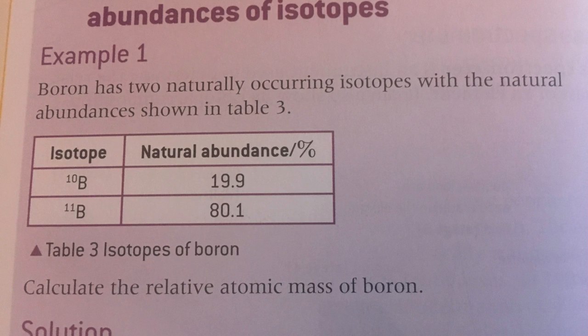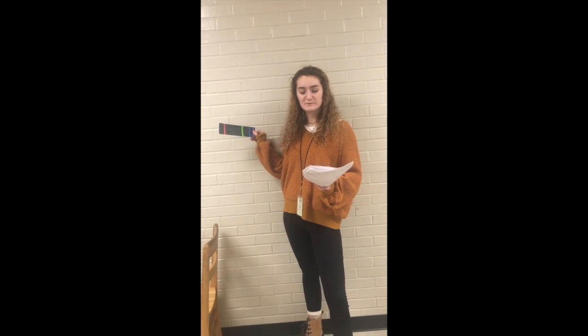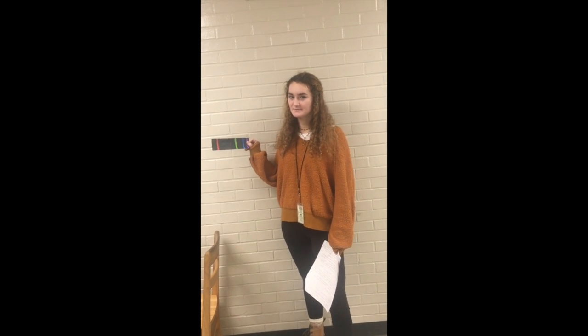Once you know all this, you can begin to work calculations involving non-integer relative atomic masses. For example, boron has 2 naturally occurring isotopes with natural abundances listed in the table. In order to find the relative atomic mass of boron, you multiply each isotope by its natural abundance percentage and add it together. An emission spectrum is produced at an atomic level because the electrons jump between energy levels.